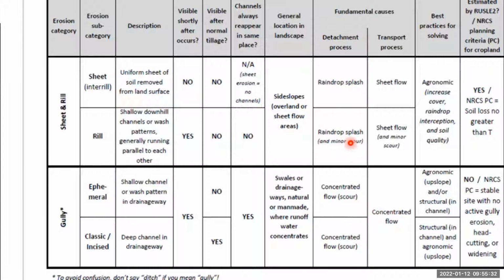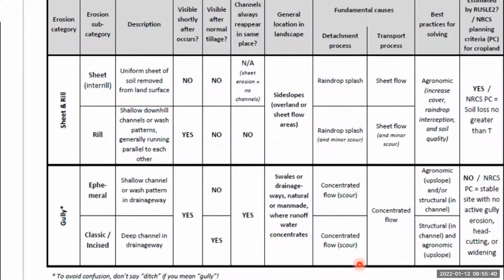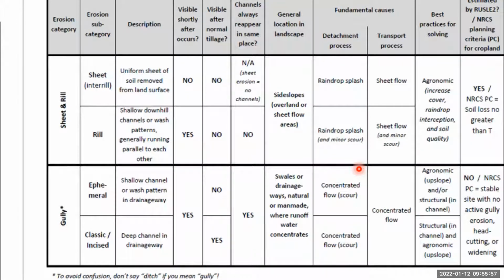We want to intercept raindrops to stop sheet and rill erosion. Right, that's our main goal. Whereas with gully erosion, we want to not just try to reduce the amount of water that's coming into the drainage way, right? So we want better infiltration and better raindrop interception uphill, but we may need to do something more in the drainage way itself. We have to armor it with sod, sod waterways, something like that.